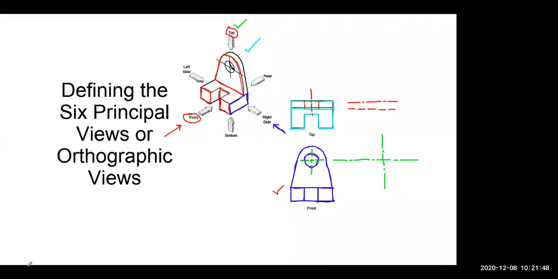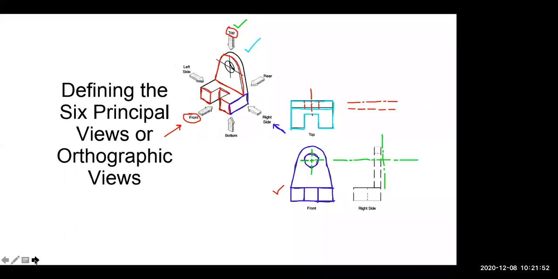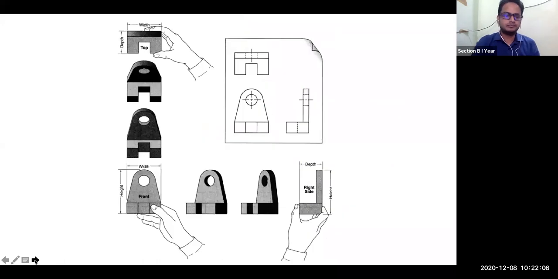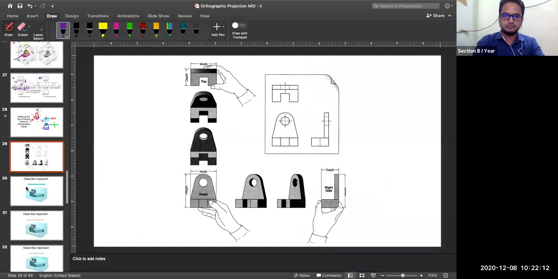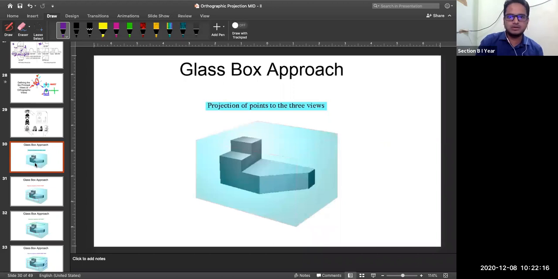Now, likewise all the views are drawn here, like right hand side view, rear view, left view. All the views are drawn here, but basically I focused on front and top only for your clear understanding. We will go step by step in complexity. This is another approach, called your glass box approach.